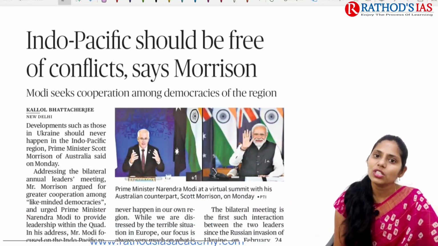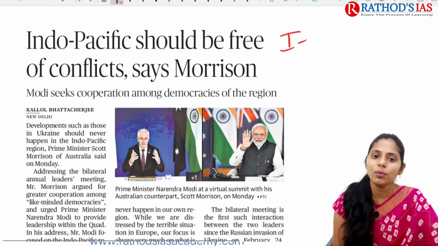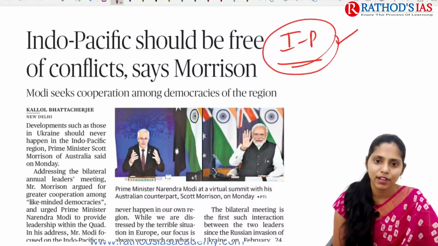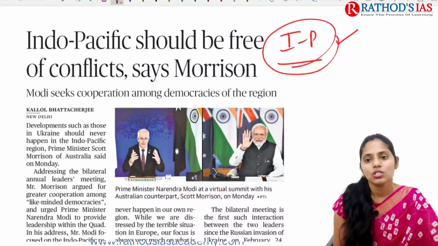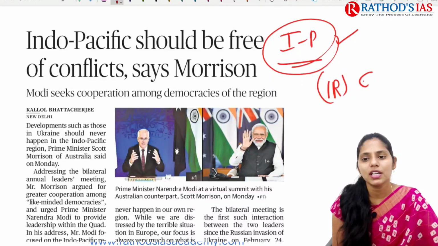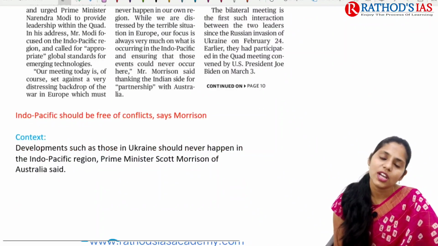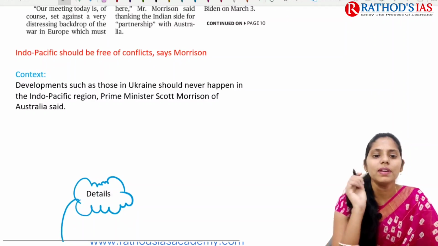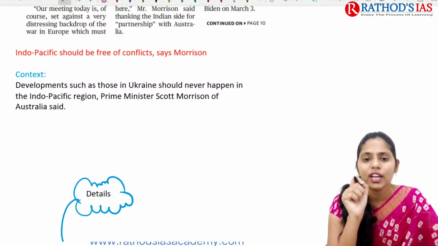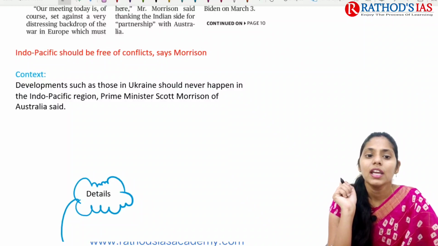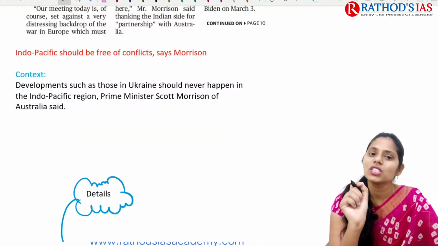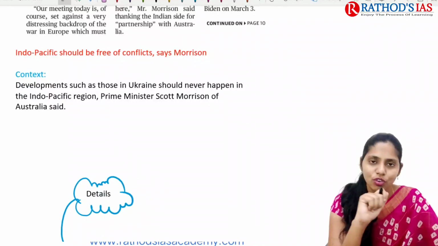And now let us try to see the next topic. It is regarding Indo-Pacific should be free of conflicts, says Morrison. This article is important for international relations, which mainly comes under your GS Paper 2. So now let us try to see the context. Developments such as those in Ukraine should never happen in the Indo-Pacific region. This is what was mainly said by the Prime Minister of Australia.